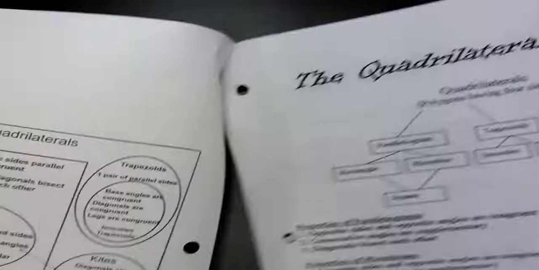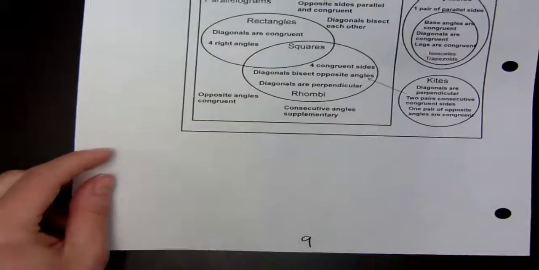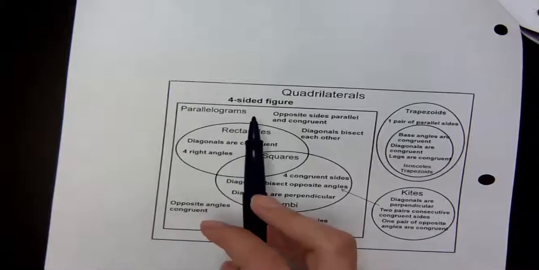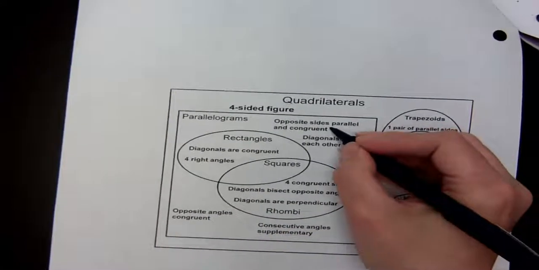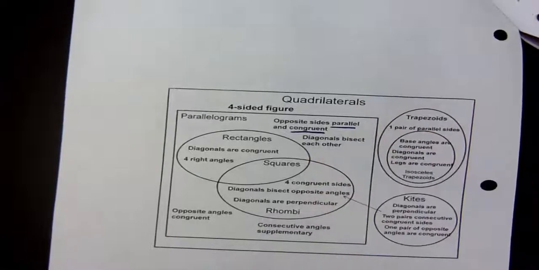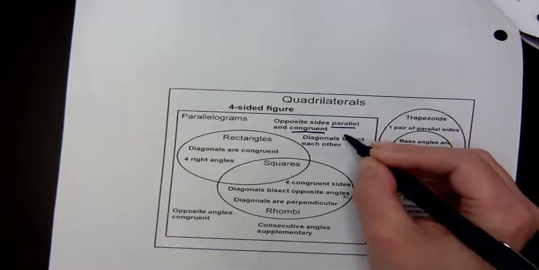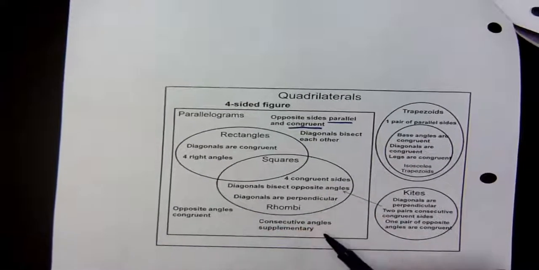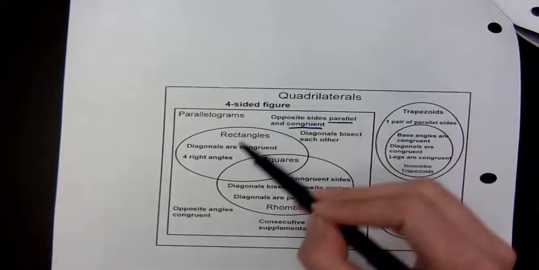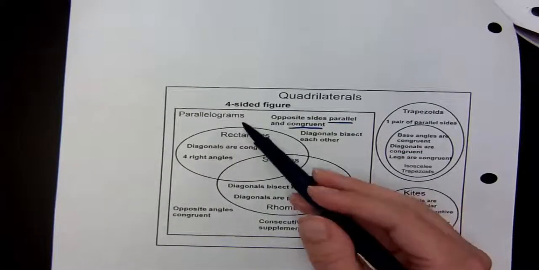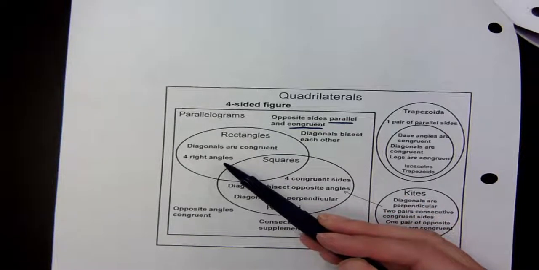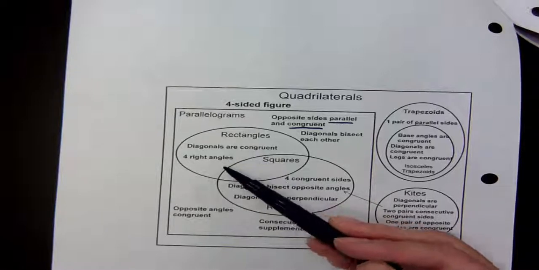All these properties of quadrilaterals are also drawn for you on page 9 of your packet. And so you can see parallelograms have those opposite sides parallel and congruent. We have diagonals bisect each other if we're dealing with diagonals, and we have opposite angles are congruent. So it's also listed out for us here if you like the word version of it. Rectangles are a type of parallelogram, and so that means the diagonals are congruent, and we have 4 right angles, and so that was the statements we wrote down.